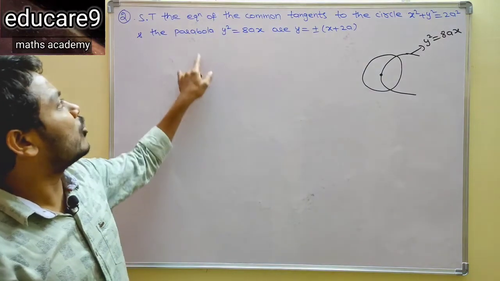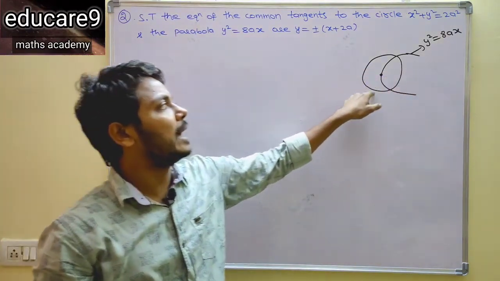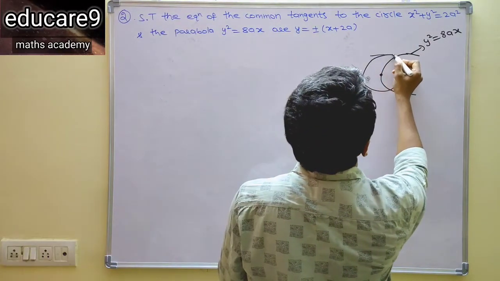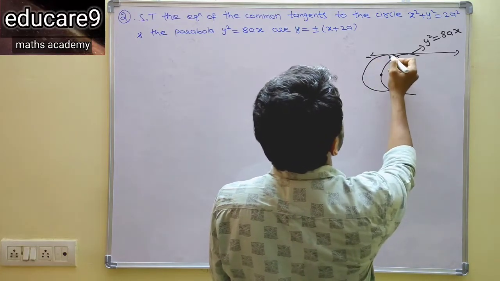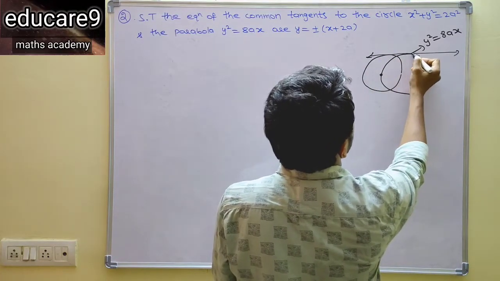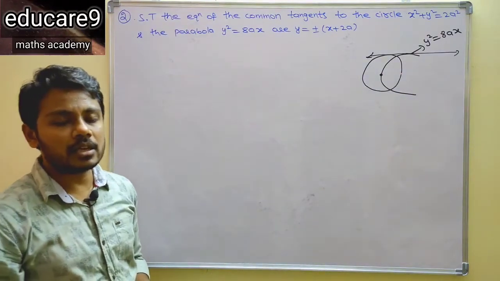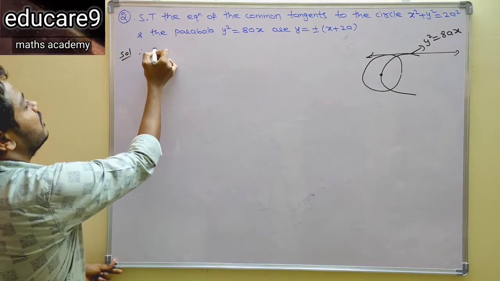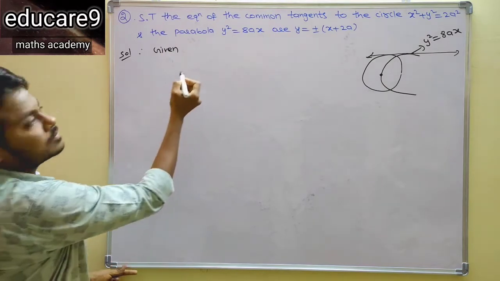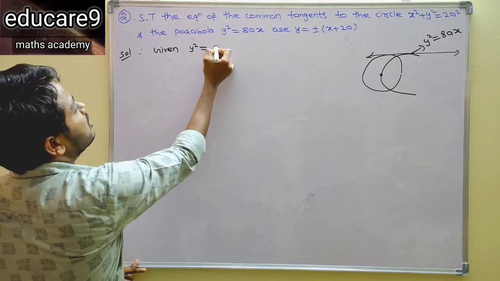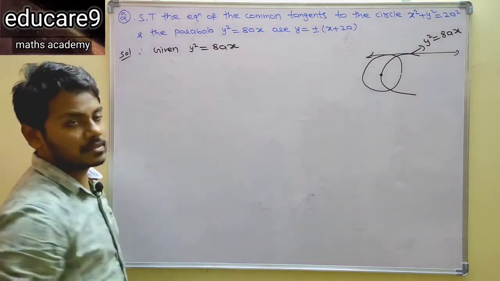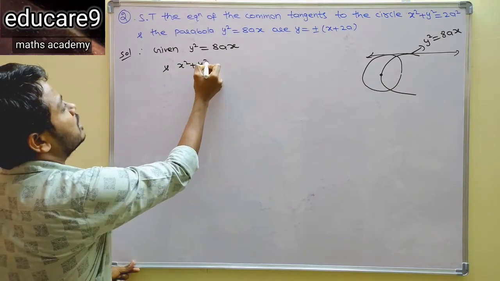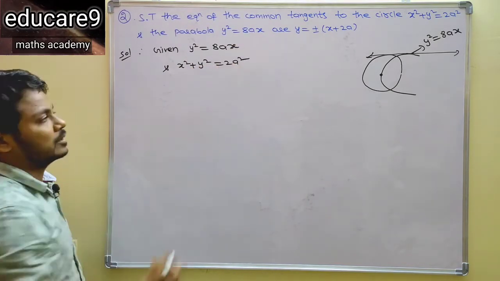Now you need to find common tangents of circle and parabola. Here you need to find tangent, means that is common tangent to the parabola and the circle. So see here solution. Given parabola is what? Y square is equal to 8ax, and circle x square plus y square is equal to 2a square.